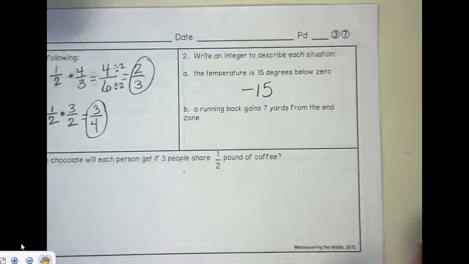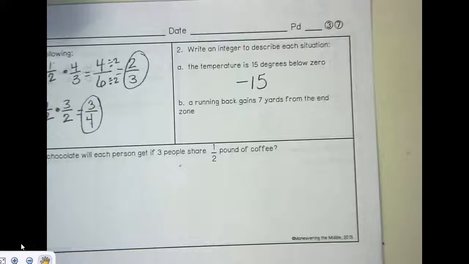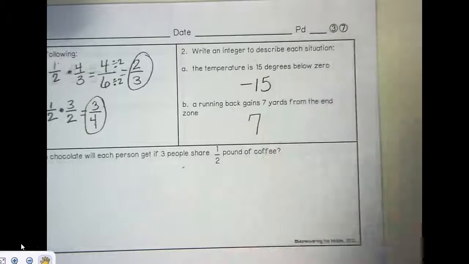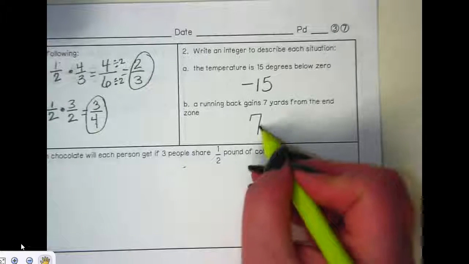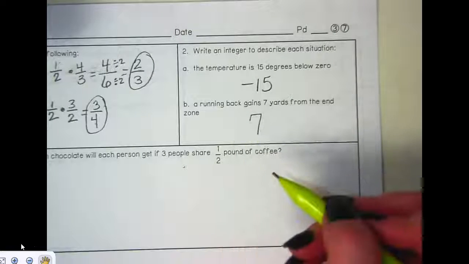A running back gains 7 yards from the end zone. If you gain, that's a what? Positive or negative number? Positive, so the integer is just 7. Could you write +7? You could. But then you kind of look like you don't really know what you're doing in math. A positive number, you do not have to write the plus sign.